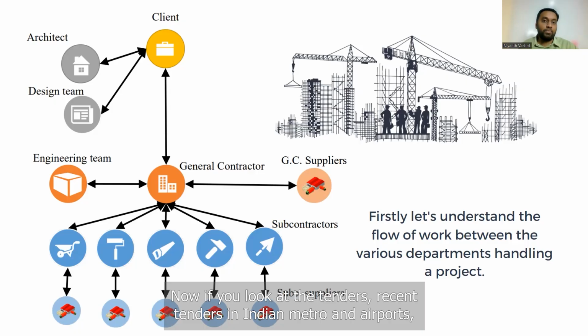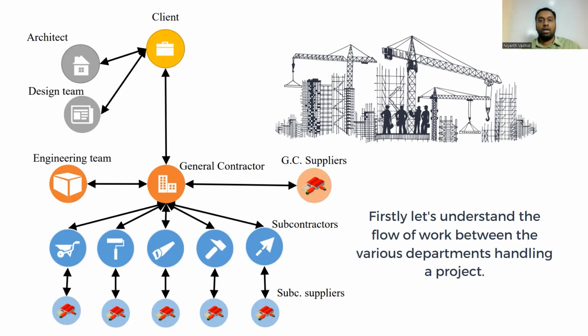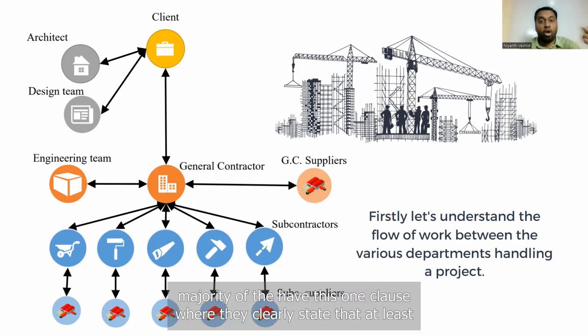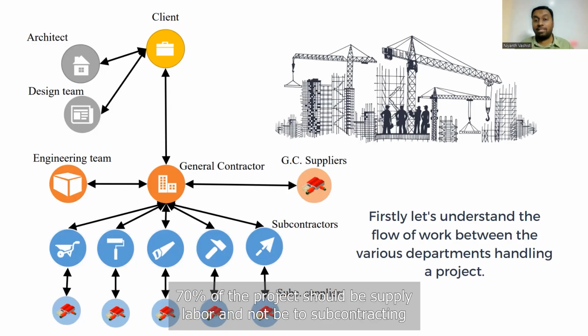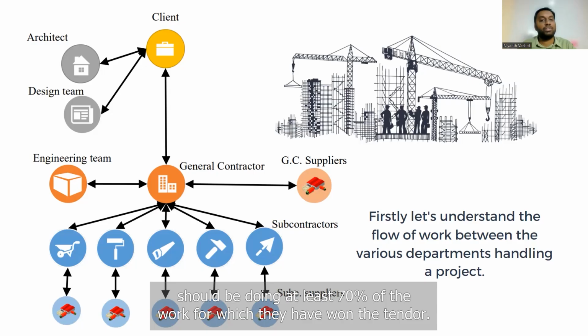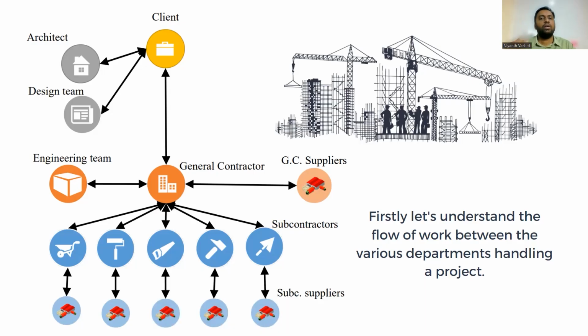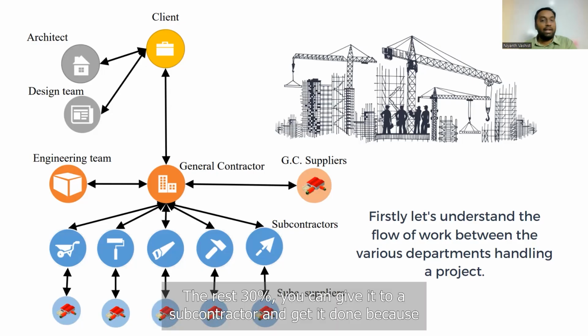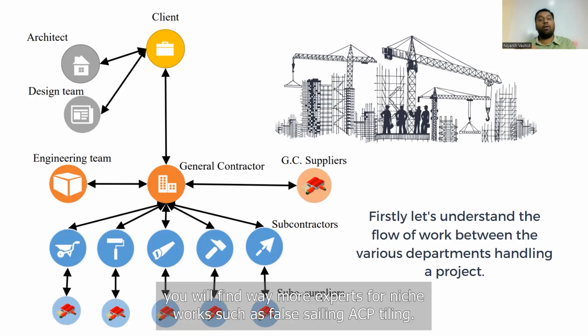Now, if you look at the tenders, recent tenders in Indian metro and airports, majority of the tenders have this one clause where they clearly state that at least 70% of the project should be supply labor and not be given to subcontracting or back to back. That means the general contractor who wins the tender should be doing at least 70% of the work for which they have won the tender. The rest 30% you can give to a subcontractor and get it done, because you will find way more experts for niche work such as false ceiling, ACP, tiling.